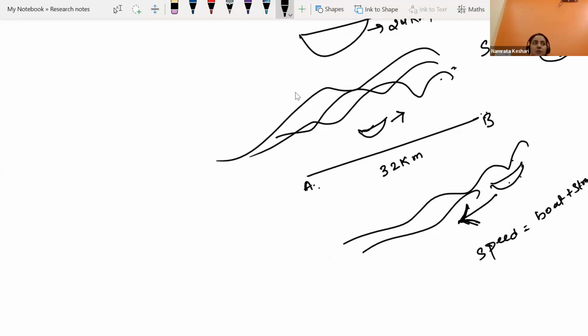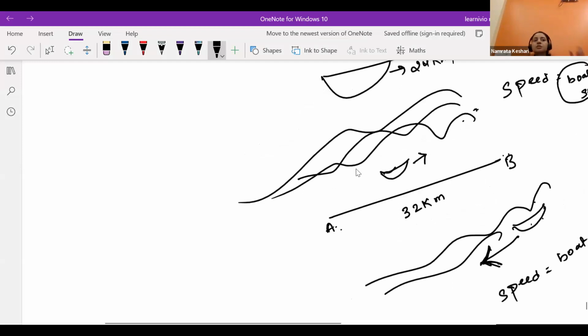Have you experienced it while riding a bicycle, that you have to apply less effort when you are going in the direction of the wind? Yes or no? Yes. Okay, so this is how it works. Upstream is the terminology given to the case where the boat is going against the direction of the stream. And downstream is the terminology given to the scenario where the boat is going in the direction of the stream.